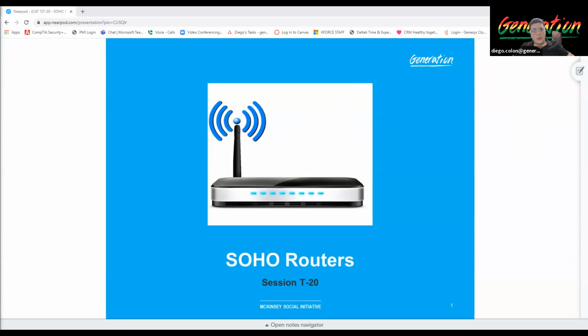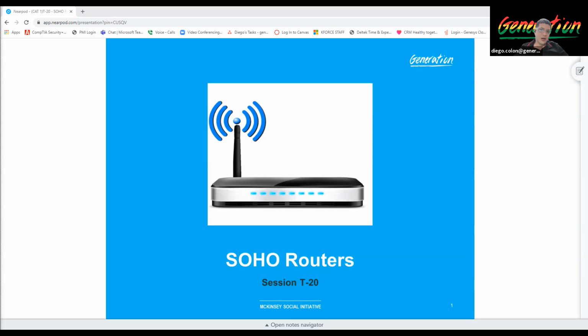Obviously, Soho routers now come in wireless and wired format. They connect all your computers to the internet. Most homes and small offices have this device to facilitate the connection to the internet. The actual ISP most likely is cable or DSL, in some cases even satellite or even dial-up, depending how far you are from the actual ISP.